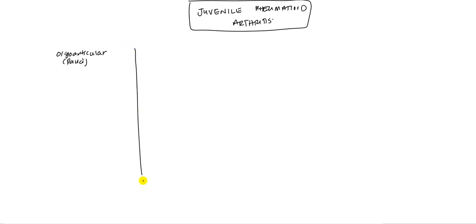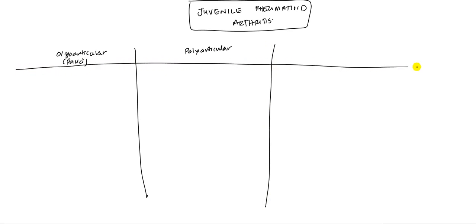means a few. After that, we have polyarticular juvenile rheumatoid arthritis. In polyarticular, it's divided into two subgroups, dependent on the presence of rheumatoid factor. So it's either going to be rheumatoid factor negative or rheumatoid factor positive. When it's rheumatoid factor positive, this is also sometimes referred to as early onset adult rheumatoid arthritis, because it seems to mimic the adult type, just happening in children.